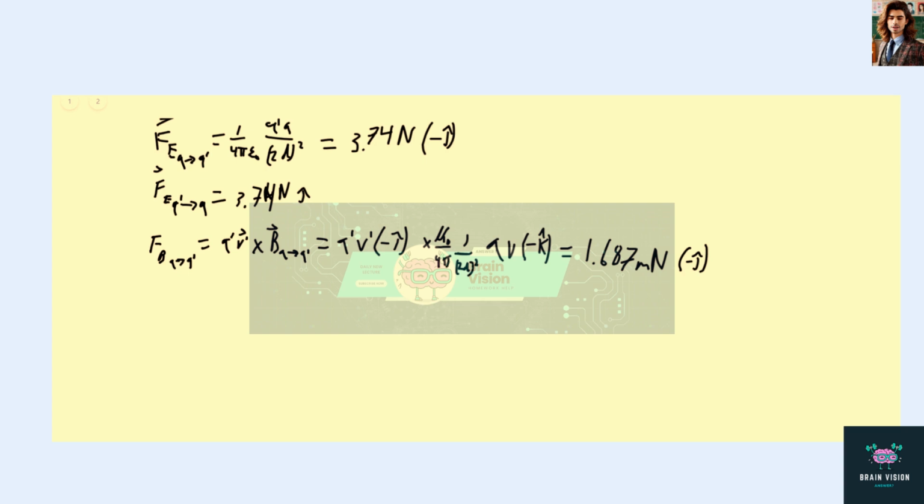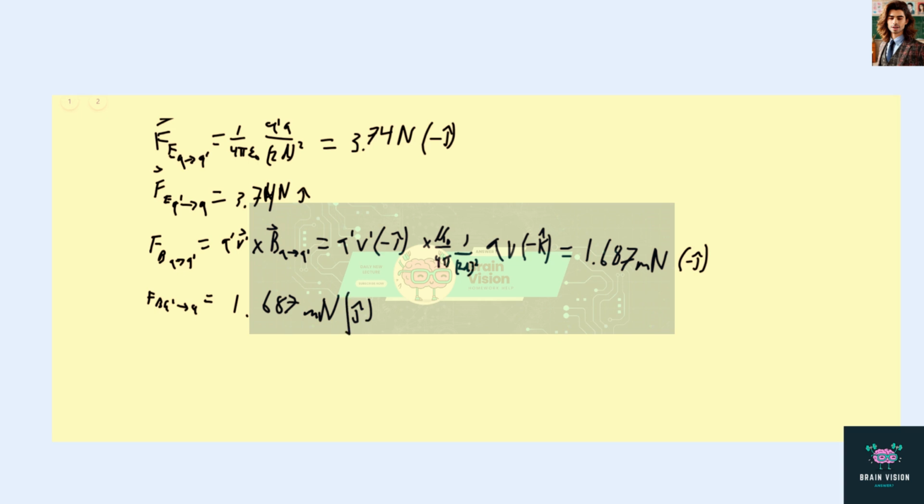Okay, so then we can do the same thing for the force of V, Q prime acting on Q. So again, Lorentz force law, but due to symmetry in the calculations, we're going to get 1.687 millinewtons in the positive j hat direction.